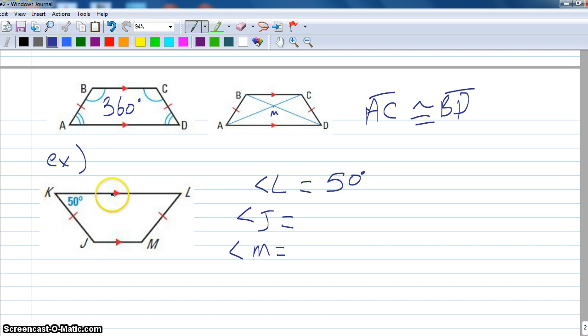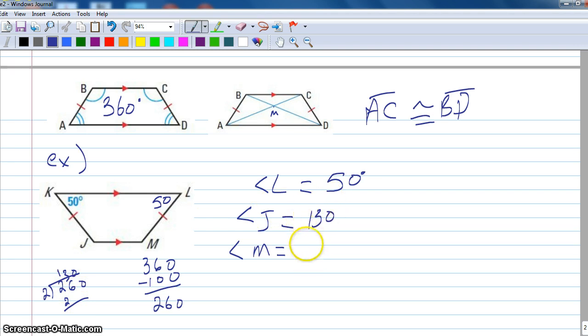I told you earlier, everything inside here should be 360. So you have 50, another 50, that's 100. 360 minus the 100. These two angles, J and M, have to equal 260. And they're going to be exactly the same because it's an isosceles trapezoid. So 260 divided by 2 is 130. Each one is 130 degrees.